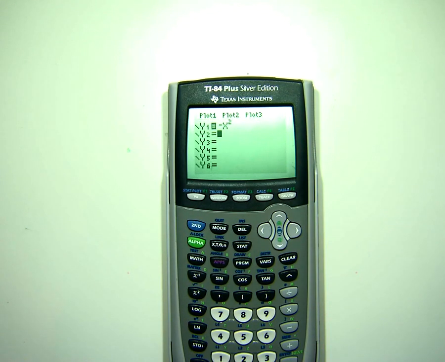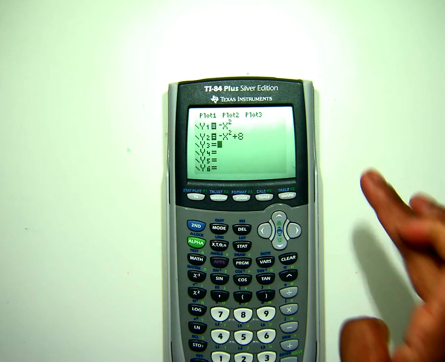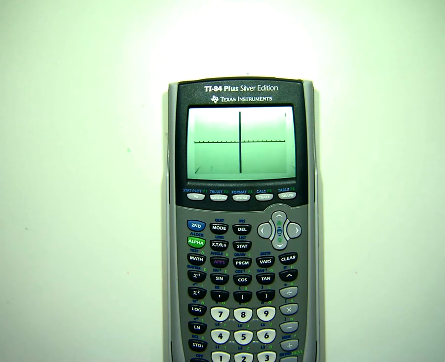So y1 represents f of x. Now g of x is going to be represented by y2. So once again, that's negative x squared, and now we're going to do plus 8. Hit enter to lock it in. Now we're going to graph it. So in the upper right hand corner, hit graph. That is your first one. That's your second one.